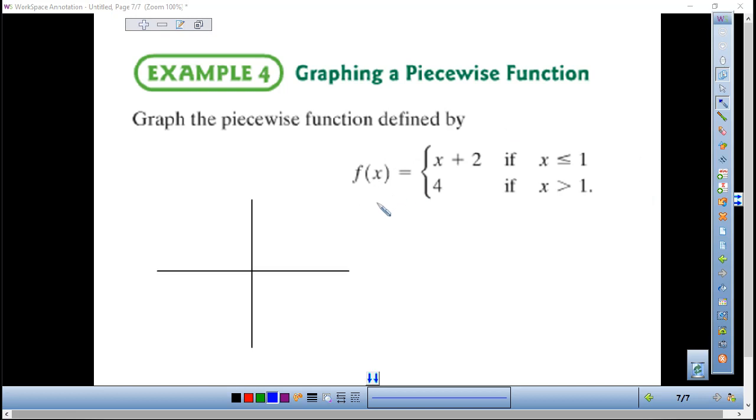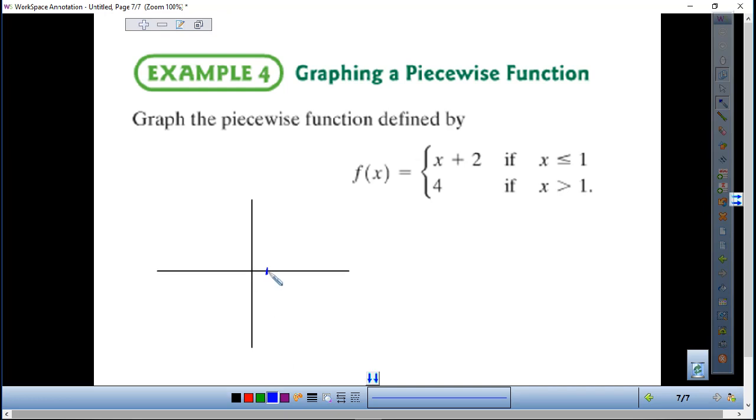All right, so what a piecewise function is, if you're not familiar with it, is a function that's simply defined by different equations during different parts of the domain. So for instance, right here, when x is less than or equal to 1, we're defining this function as x plus 2, which is nothing more than a line. Now, when x is greater than 1, we're going to define this function as just simply having the constant value of 4.